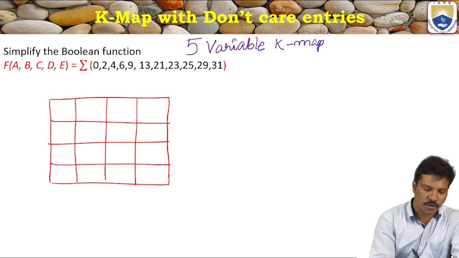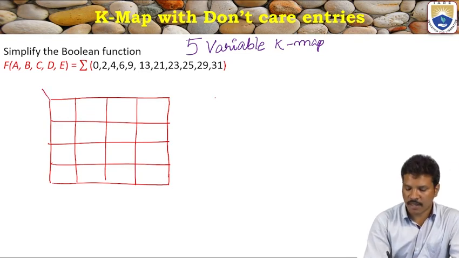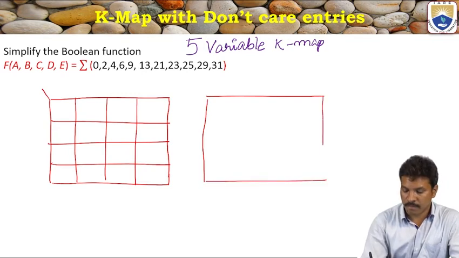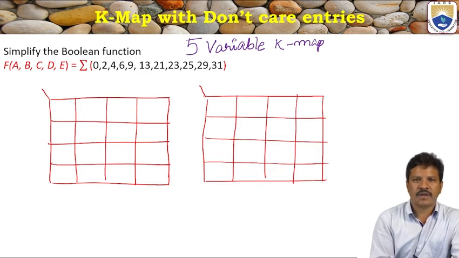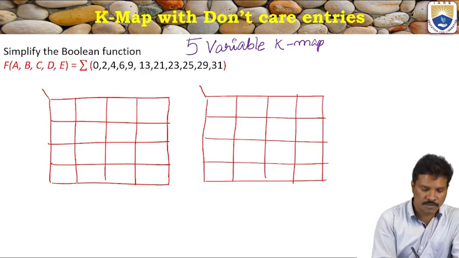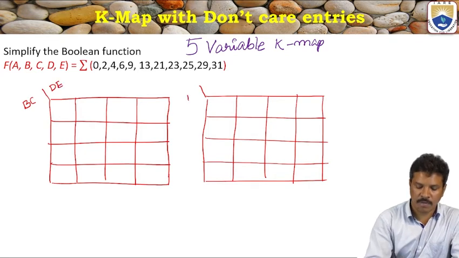Two 4 variable K-maps, another 4 variable K-map. The variables I am choosing in the 4 variable K-map are B, C, D, E. Among B, C, D, E, we can take B, C horizontally and D, E vertically. It is a 4 variable K-map. Another 4 variable K-map with the same variables B, C, D, E.